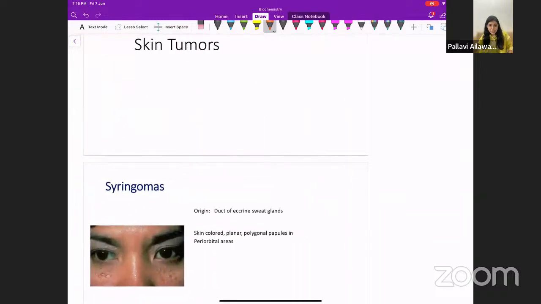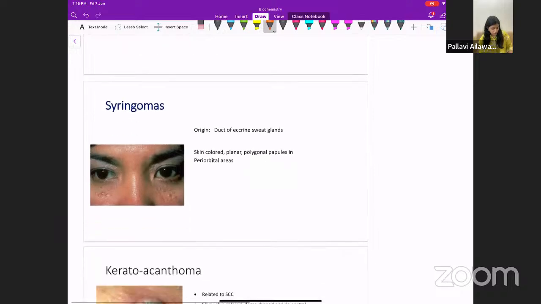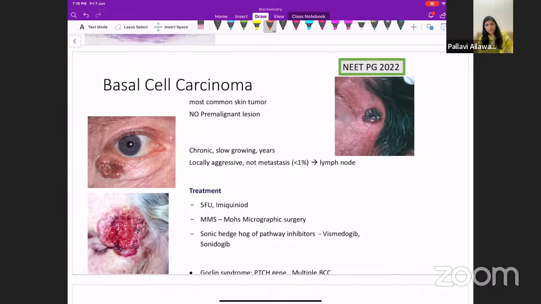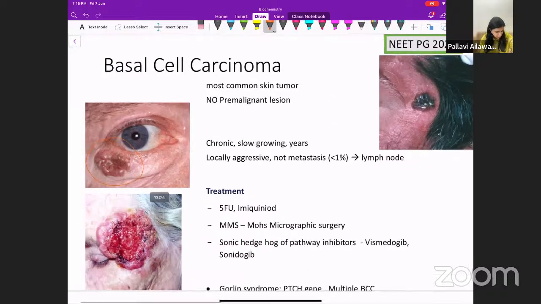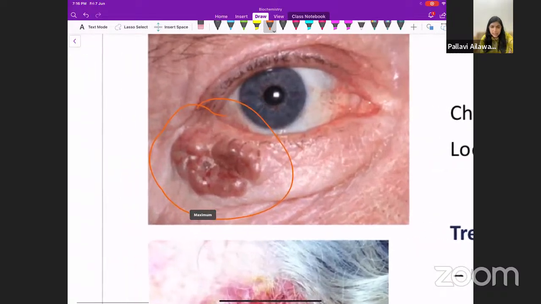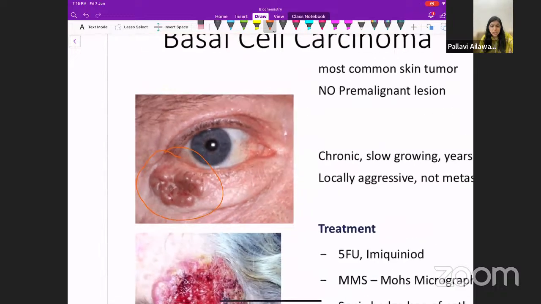Skin tumors is another topic that is asked often. So there are some tumors which are the important ones, especially BCC that has been asked in the NEET PG 2022. This I would like you to see. See BCC, how do you identify on the image? You see these typical rolled up borders in the lesion. So these are the typical rolled up borders with a shiny surface with telangiectasias.